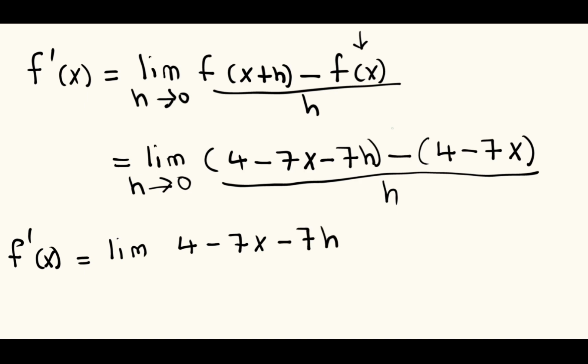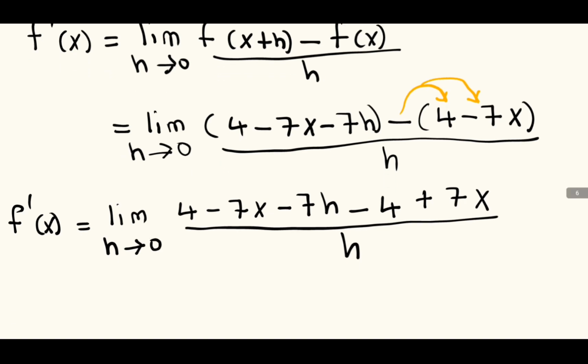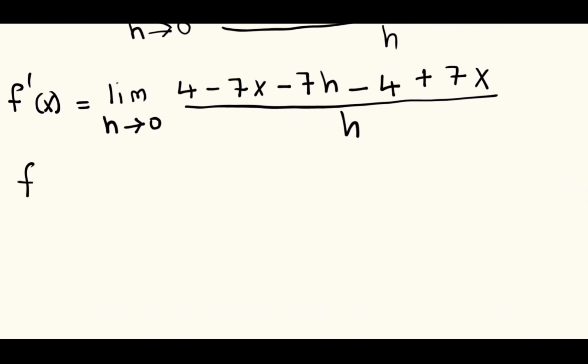From here, we distribute this negative inside the parenthesis. So negative multiplied by positive 4 will be equal to negative 4. Negative multiplied by negative 7x will be equal to positive 7x. Divided by h as our h approaches 0. F prime of x will be equal to the limit.